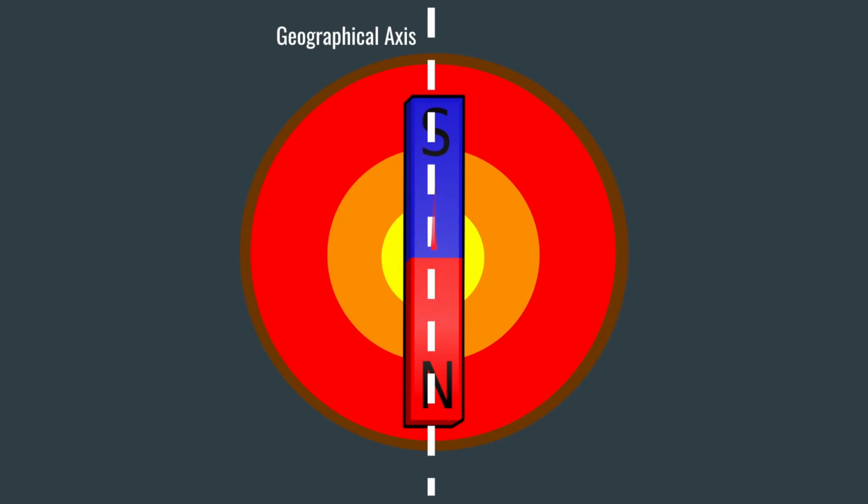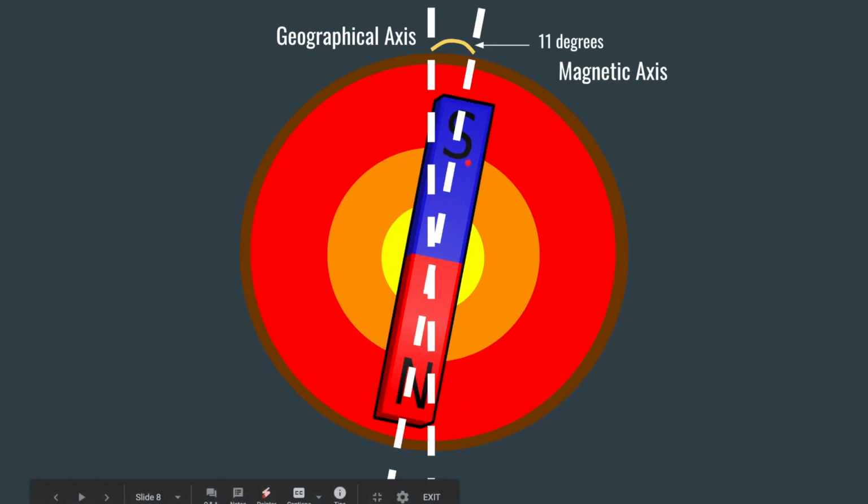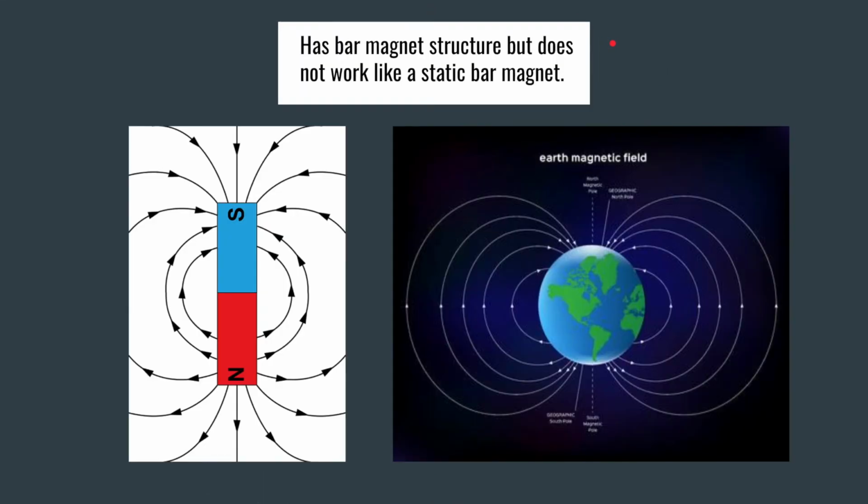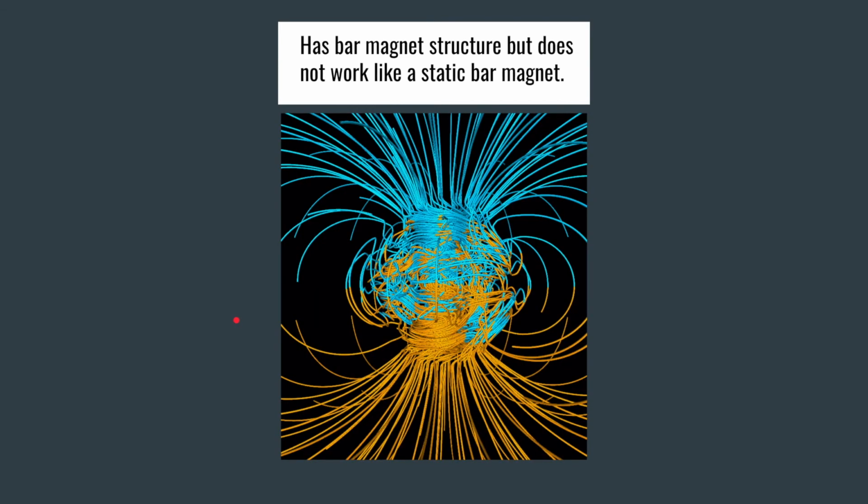So this is the geographical axis of the Earth, right in the center. But here is the magnetic axis of the Earth. So it's about 11 degrees from the geographical. And because it has different axes, the Earth's magnetic field very much resembles the bar magnetic field. However, when we look at the actual inside, it actually doesn't work like a bar magnetic field.